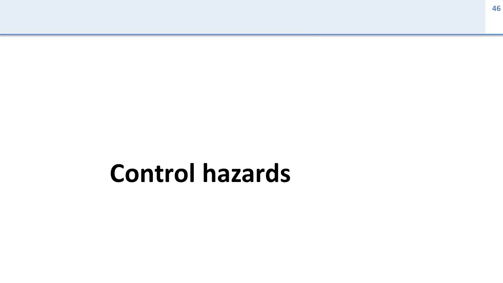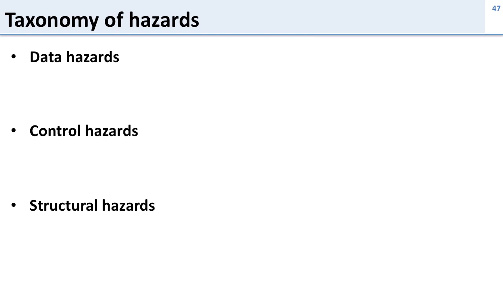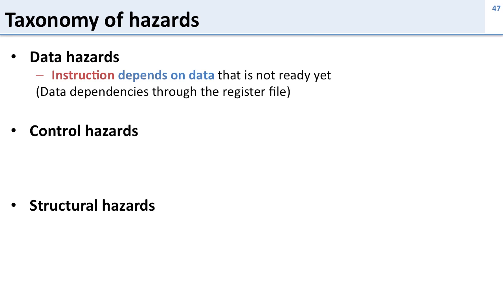Now we're going to talk about control hazards. So where do control hazards fit in? Well, we have three different types of hazards we can have. We have data hazards, control hazards, and structural hazards. Data hazards are where an instruction depends on data that's not ready yet. So these data dependencies occur through the register file, and we've seen how we deal with this, with either putting in stalls or with forwarding.